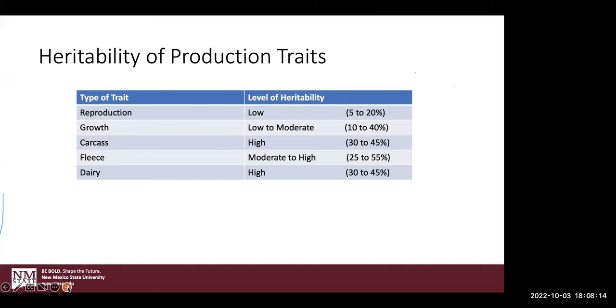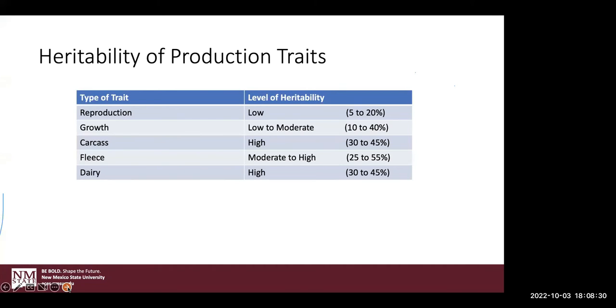Where you have your post-weaning gains, it's just typically going to... hold on, I'm getting a phone call, I'm trying to stop. Okay.